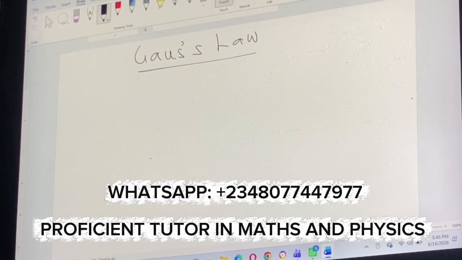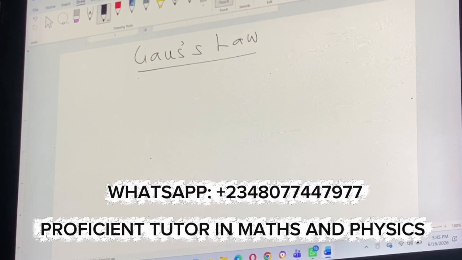In this video, we're going to focus on Gauss' law. Before we solve some questions on Gauss' law, let's know the statement of the law and the concept behind the mathematical formula.